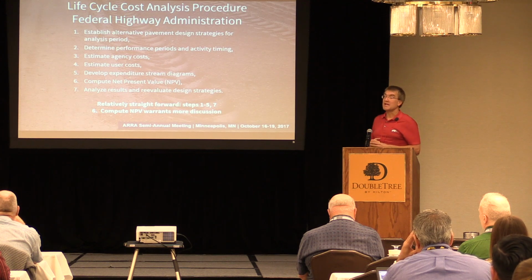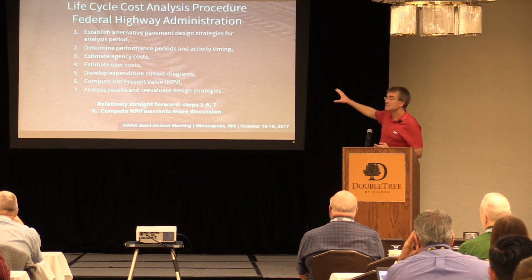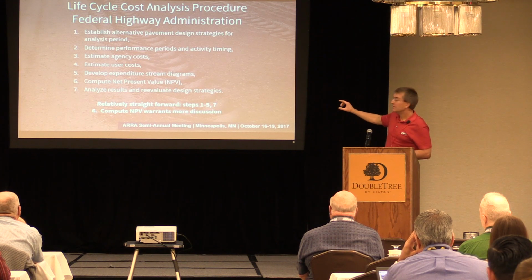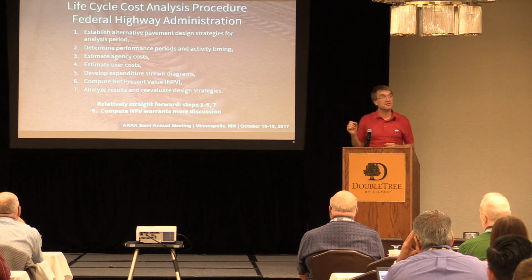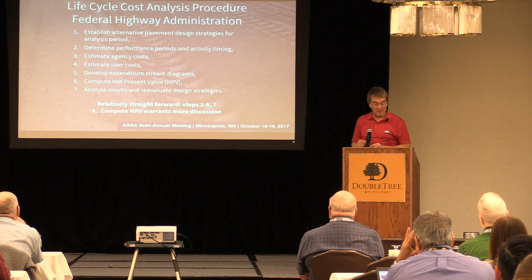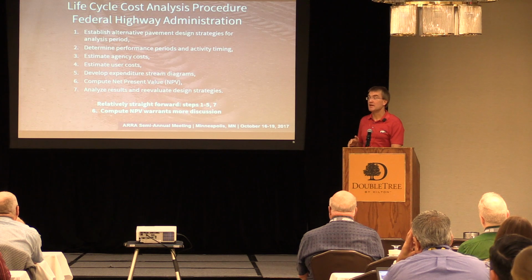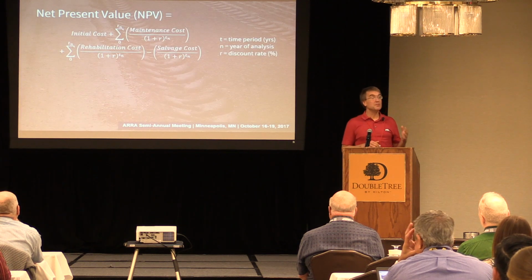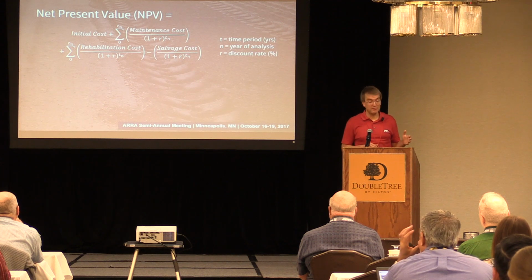I'm going to go through an example from the state of Arkansas using all 7 of these steps, but I feel that 1 through 5 and step 7 are relatively straightforward. They're kind of just making very discrete choices or choosing between A and B, but I did want to spend a little bit on slide 6 here, and there will be a test afterwards because this is the only equation you'll have. This is how you compute the net present value of a material.